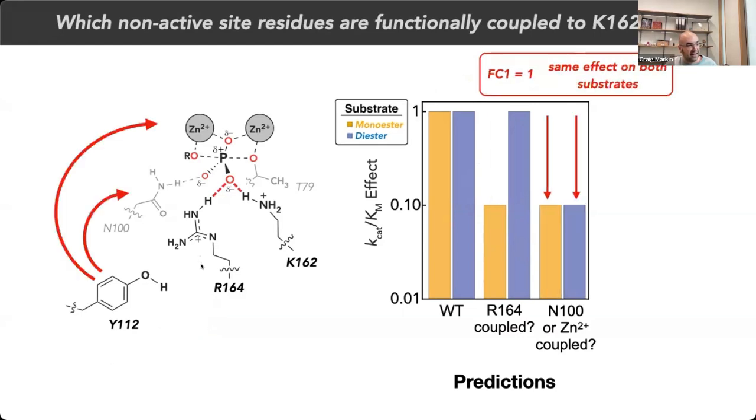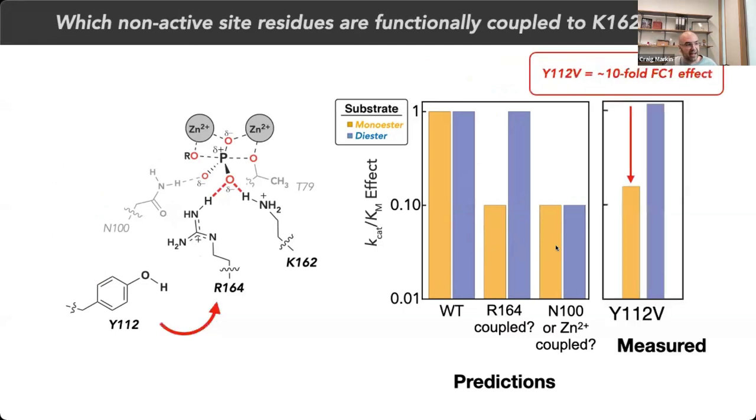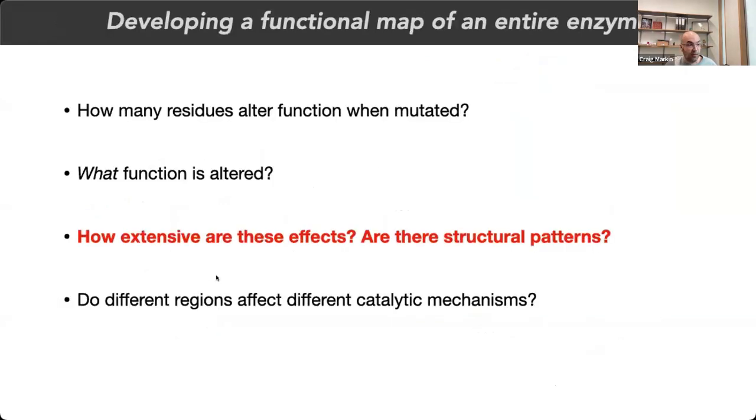Conversely, if Y112 is functionally coupled to a different residue, for example, N100 or the zinc, that contact both of these substrates in the same manner, we then would expect an equivalent drop in both substrates, which would give us an FC1 effect of 1, so no differential effect. And when we actually did the experiment, we saw an effect only on the monoester reaction, which is consistent with the first model and telling us that Y112 is functionally coupled to R164.